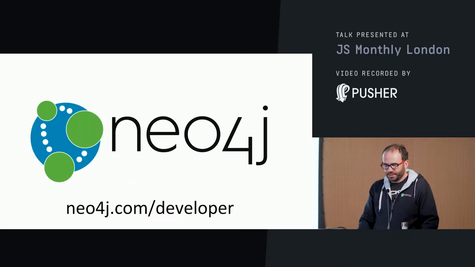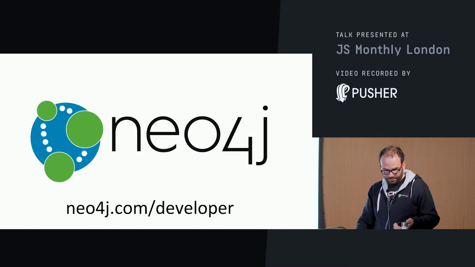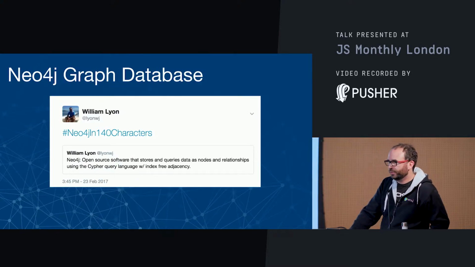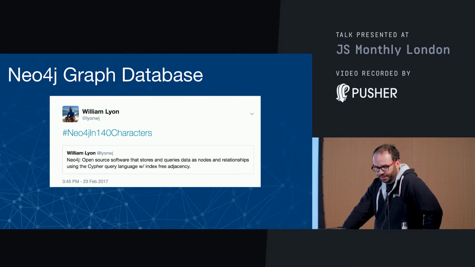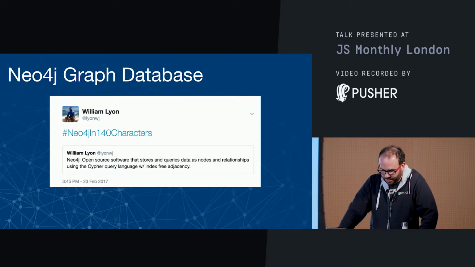Let's look at that in a bit more detail, starting at the data layer. So starting with Neo4j. Since not everyone is familiar with Neo4j, I want to spend just a little bit of time talking about what Neo4j is. And I think the best way to explain something is often in the form of a tweet. So here's Neo4j in 140 characters. I guess I could redo this in 280 now. But, Neo4j is open source software that stores and queries data as nodes and relationships using the Cypher query language with index-free adjacency.